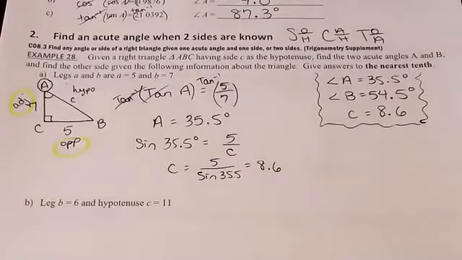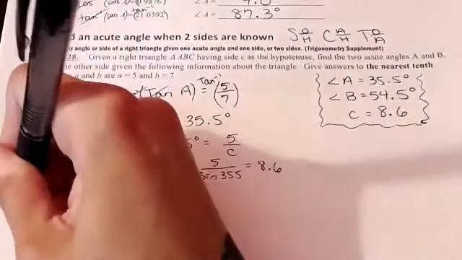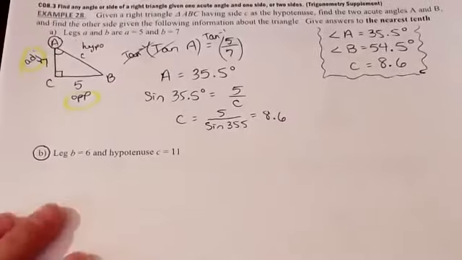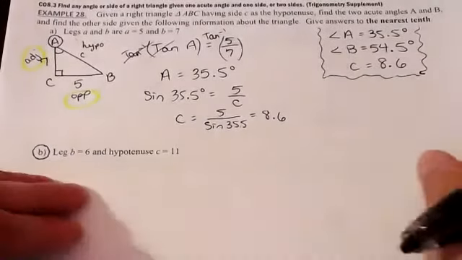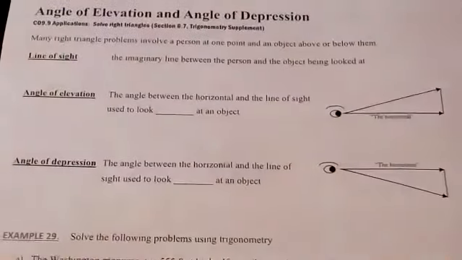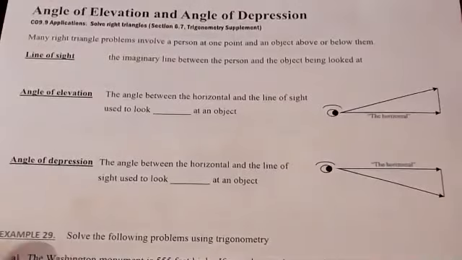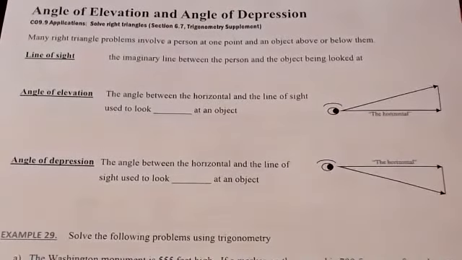Very nice. I'm going to let you all play around with part B. When I scan the notes, I'll actually have the solution here. But for now, let's turn the page so we can finish our concepts for our trigonometry supplement. The last thing we have to talk about is angle of elevation and angle of depression.